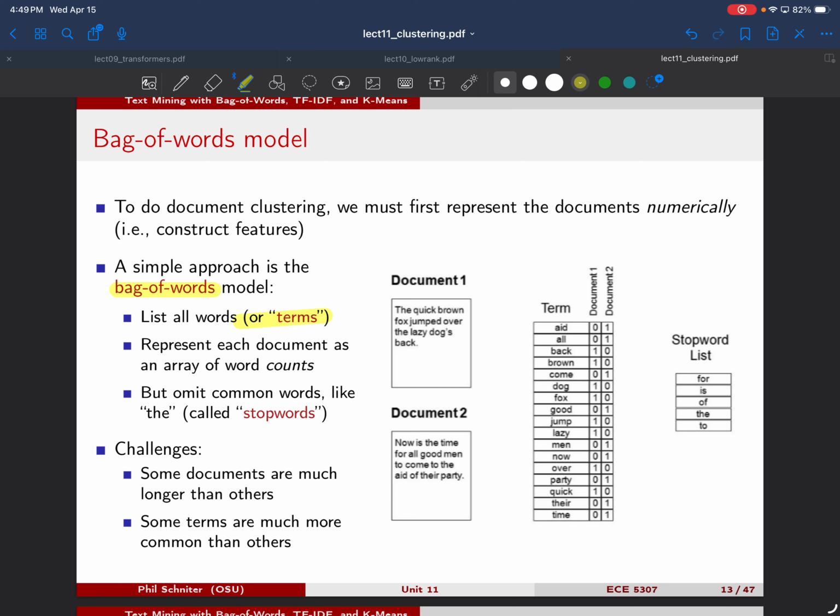You have to omit the common ones, words like "the," which are not really going to help you learn anything about documents because they're too common. Those things are called stop words. So you omit the stop words for your language, and you have these remaining terms, which are all the different terms that are used in the documents.